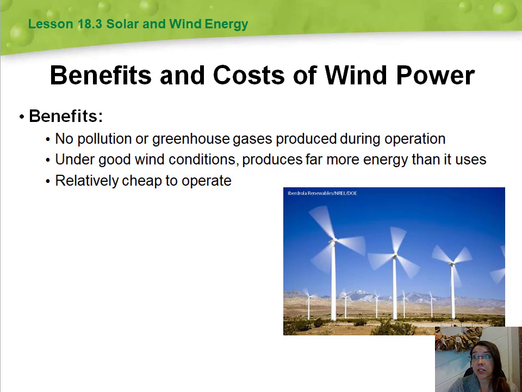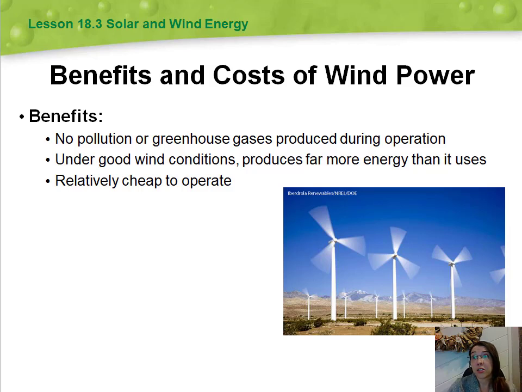The U.S. Environmental Protection Agency, or the EPA, has calculated that during a year, a 1 megawatt wind turbine prevents the release of more than 1,500 tons of carbon dioxide, or 6.5 tons of sulfur dioxide, 3.2 tons of nitrogen oxide, and 60 pounds of mercury.